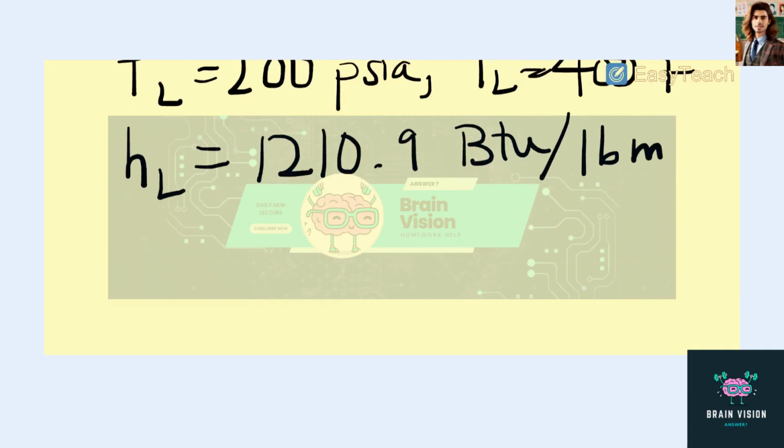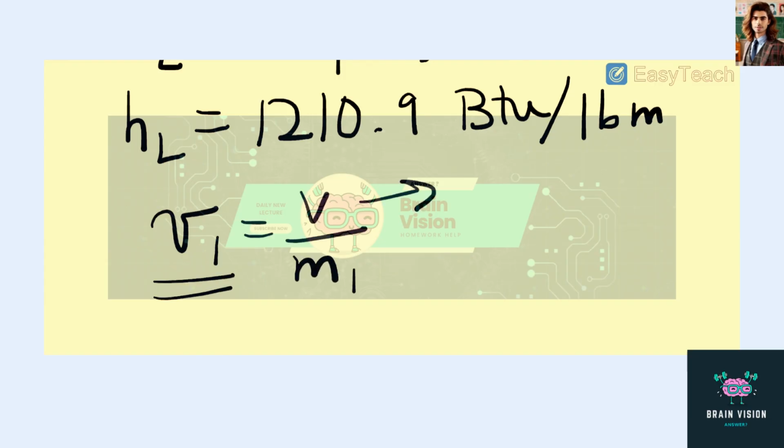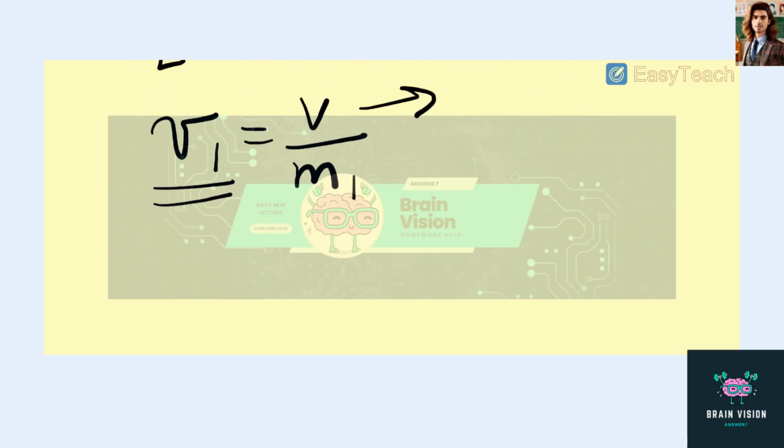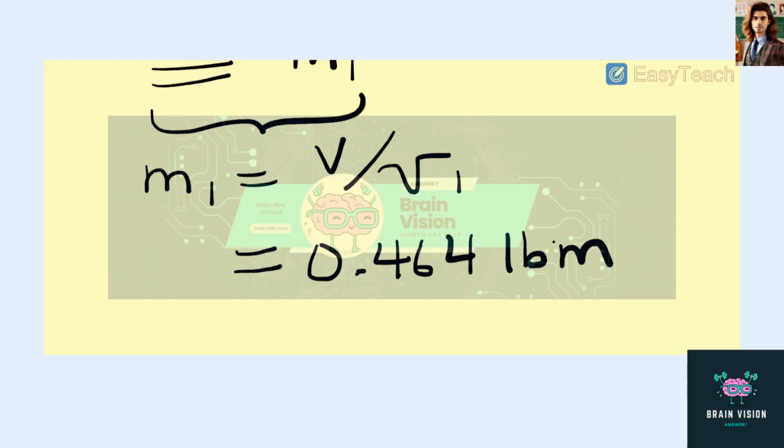Now, we know that the initial mass of the system can be defined using the definition of specific volume, saying that specific volume is simply V over m1. Now recall that we have volume and we also have specific volume at 1. So rearranging this equation, we can see that m1 is simply the volume divided by v1. Now plugging in, we know that V is 3 feet cubed, and specific volume v1 is 6.4663 feet cubed per pound mass. Plugging those quantities in, we get that the initial mass is equal to 0.464 pound mass.